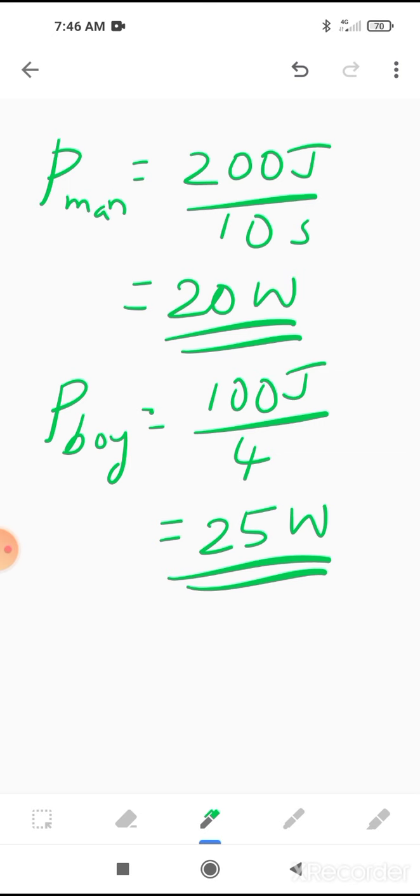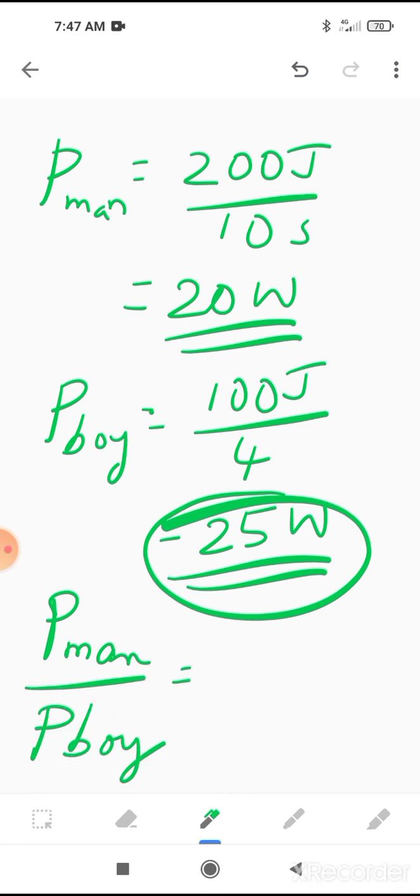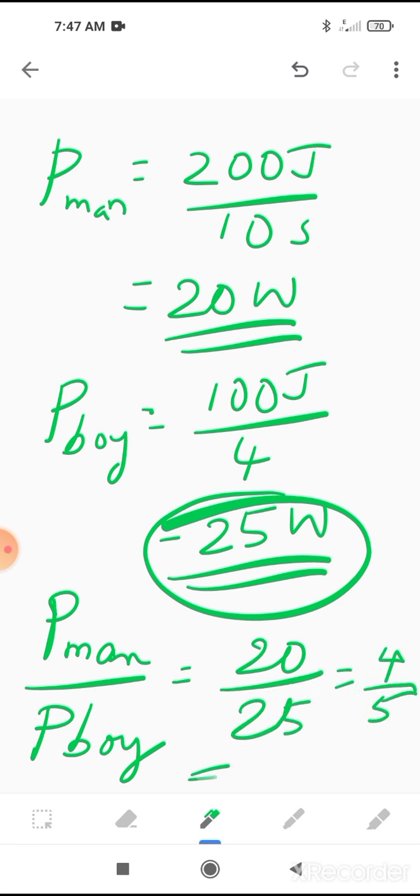So who delivers more power? Answer is boy. Second question. Find the ratio of power delivered by man to power delivered by boy. That is 20 upon 25. That is 4 upon 5 or 4:5 is the ratio of the power delivered by the man and the boy.